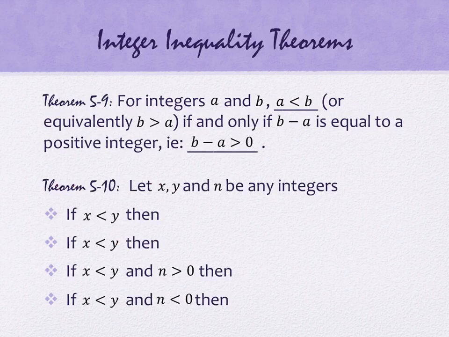An equivalency statement, theorem 5.9, says for integers a and b, a is less than b, or equivalently b is greater than a, if and only if b minus a is equal to a positive integer, i.e. b minus a is greater than 0.